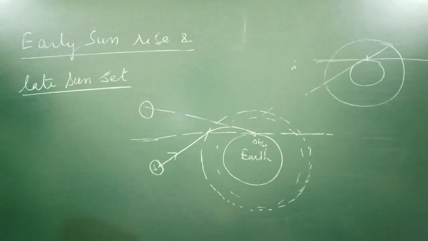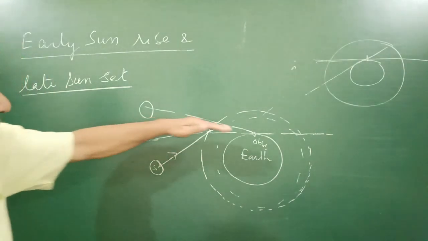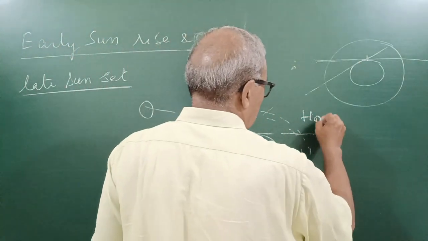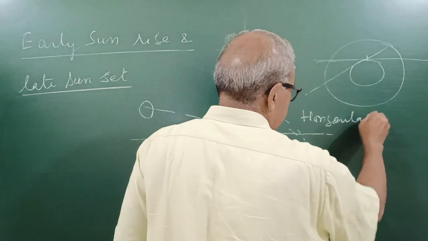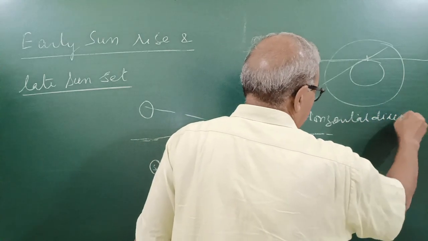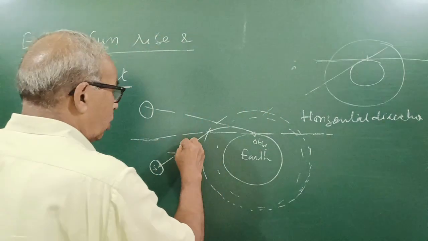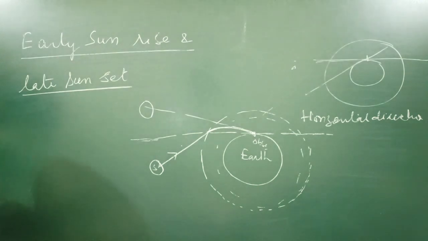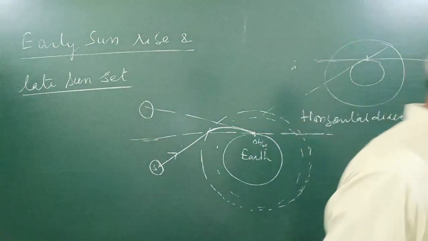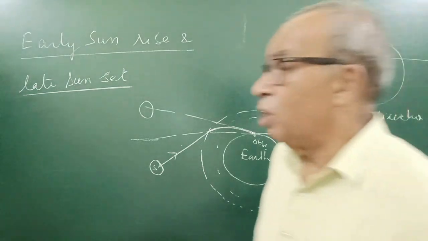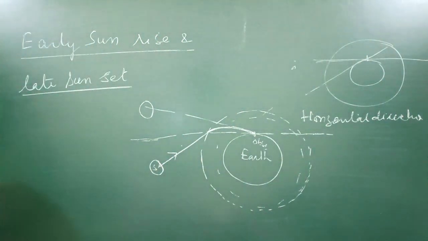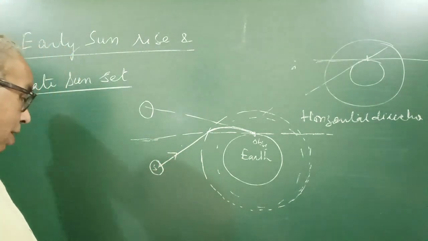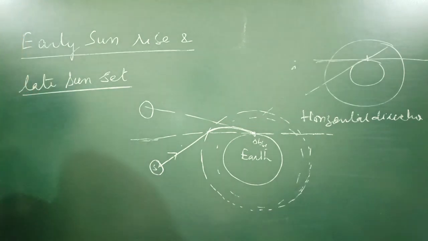Before actual sunrise, the sun is still below the horizontal direction. This is our horizontal direction. This bending of light due to atmospheric density change depends on the wavelength of light. The sun is emitting ultraviolet, visible light and infrared radiation. The longer the wavelength, the lesser the refractive index. Violet color deviates more, ultraviolet even more, red least.